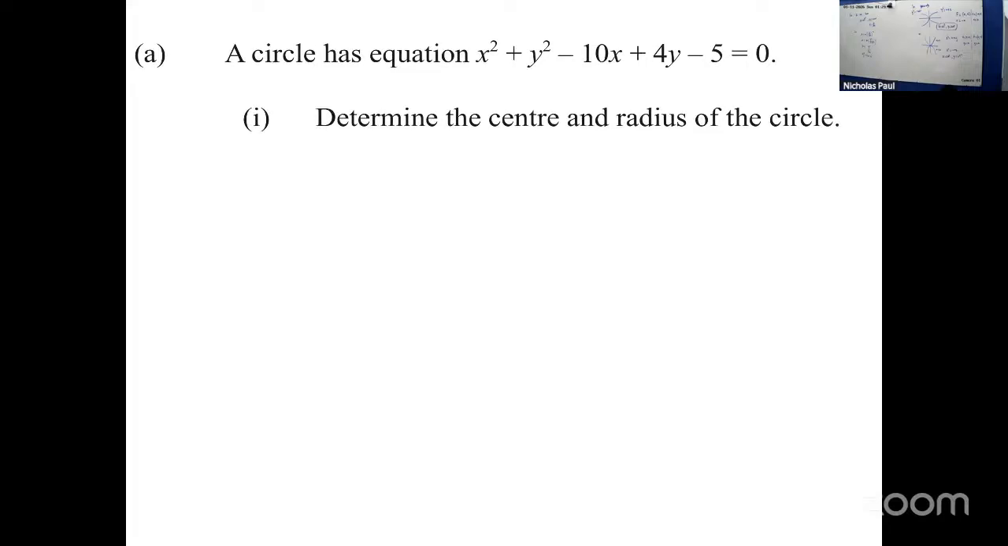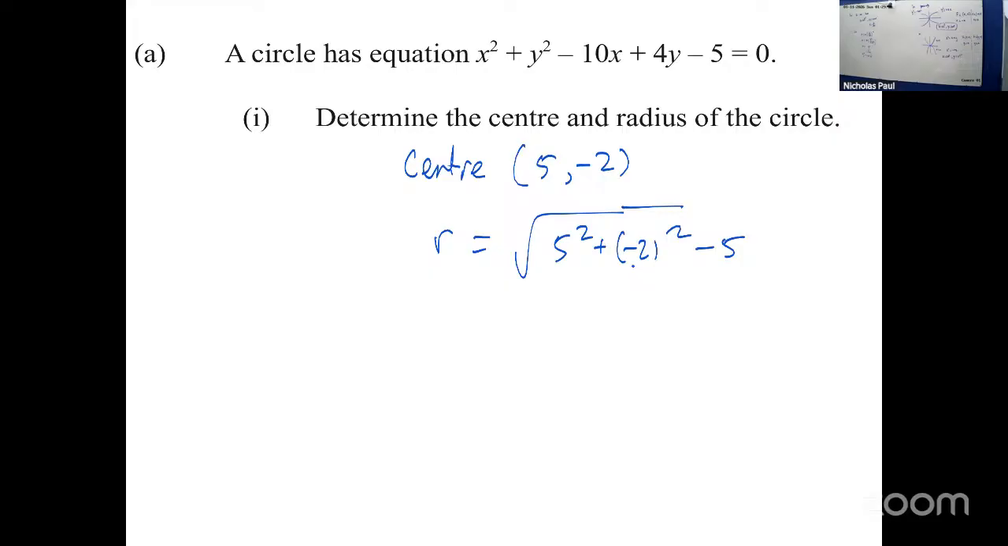Right, after you find that it has more, find the equation of the tangent after. I know that much, but that's what they give you. Right? Center is what? Center is 5, minus 2, nice. And the radius is the square root of 5 squared plus minus 2 squared minus 5. How much is that? Root 34? Yeah. Right, nice.